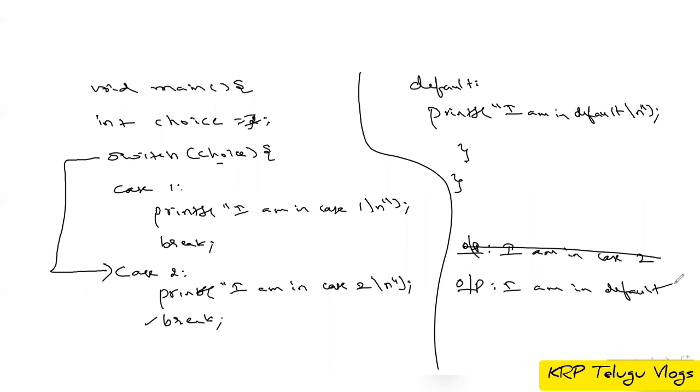Now if I don't give break here, anywhere, what is the output? Now if I give 2 here, what is the output? It will go to case 2, so "I am in case 2" will be printed. Next, where will it go? There is no break, so the underlying cases also get executed. So "I am in default" is also printed.